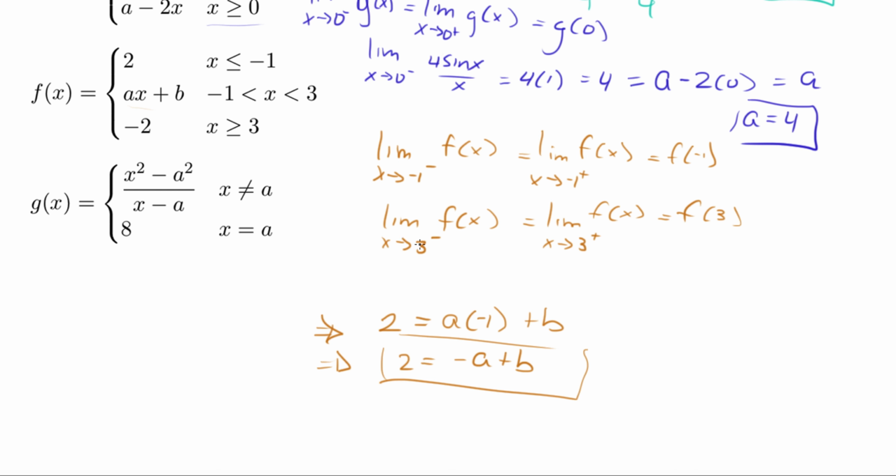Okay, so the limit when x approaches 3 from the left is still this one. So that's going to be, I'm going to separate those two. So that's going to be a times 3 plus b. And that has to be equal to the limit when x approaches 3 from the right, which is equal to negative 2. So 3a plus b equals negative 2.